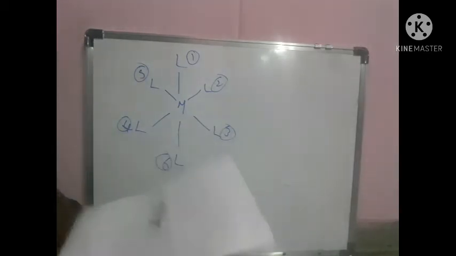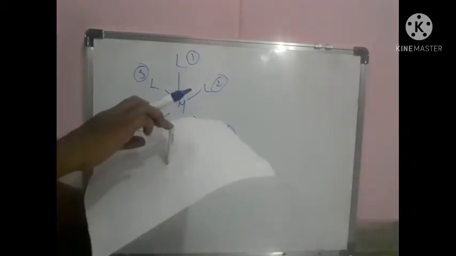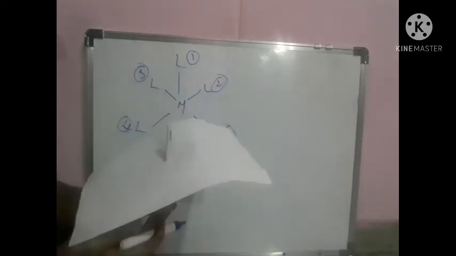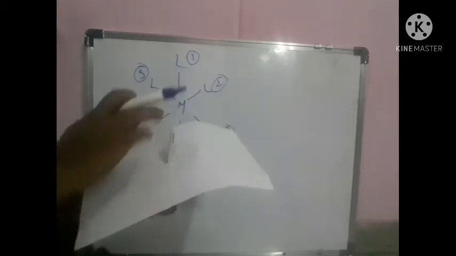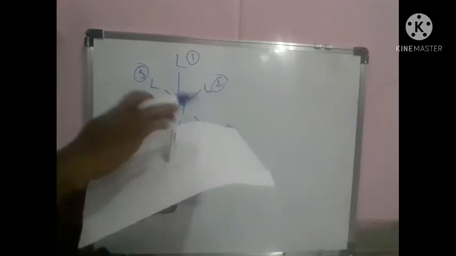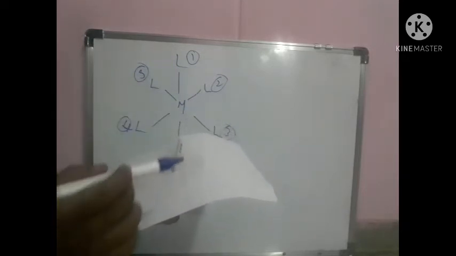If a ligand is present in the first position and the sixth position, it is called trans. So this is one phase and this is another phase. If similar ligands are present in the opposite direction, in the opposite phase, then it is called trans.